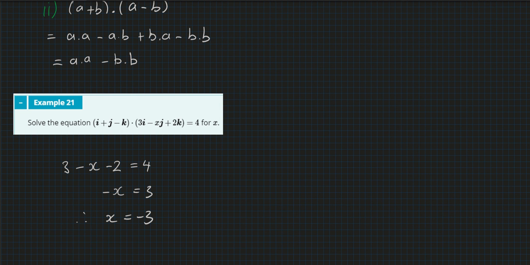So for our second vector here, if we had 3i minus 3j plus 2k, the dot product with i plus j minus k is equal to 4. All right, and that's just applying those properties we've already learnt. Okay, on with the exercise.